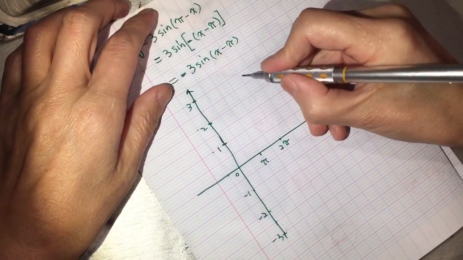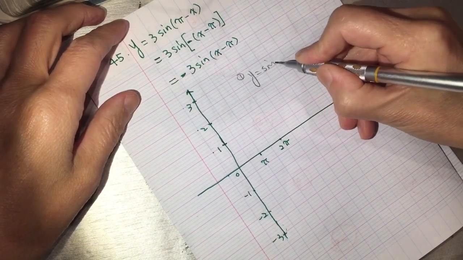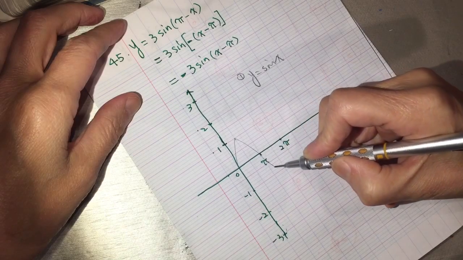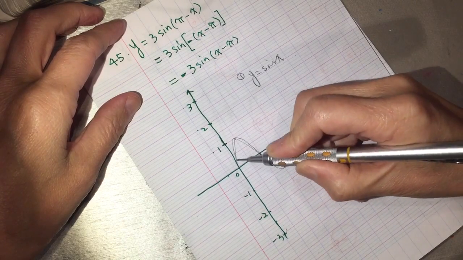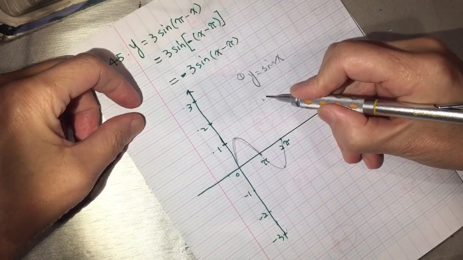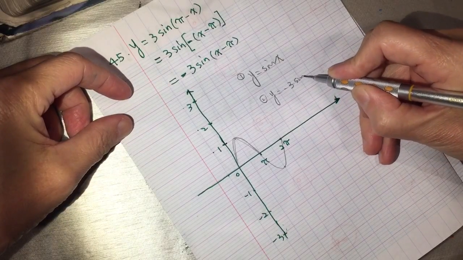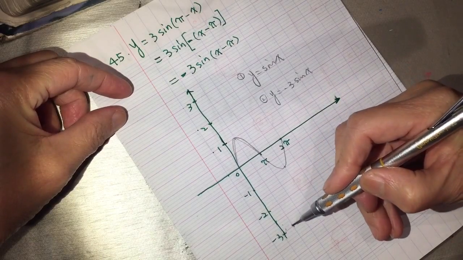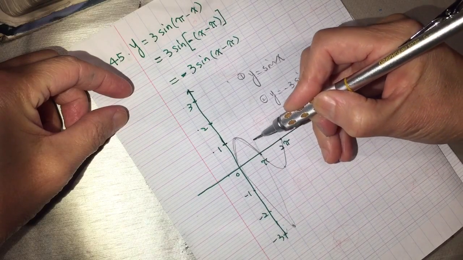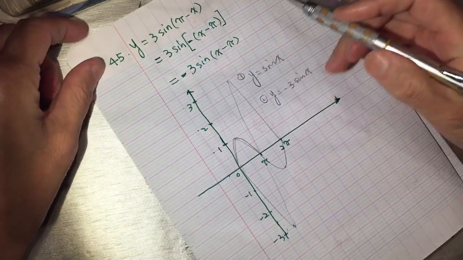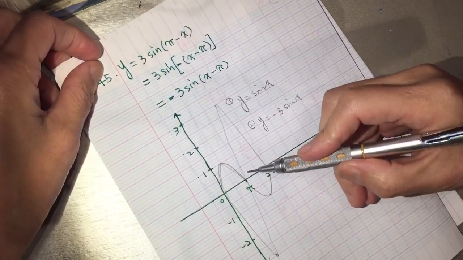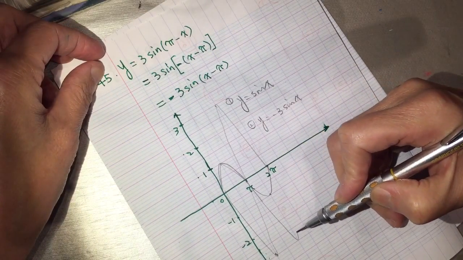So first y equals sine x. So this is y equals sine x. We make it a little bit prettier. And the second step, y equals negative 3 sine x, with coefficient negative 3. And here we have a negative pi, and then it means it moves 1 here, so it becomes this.